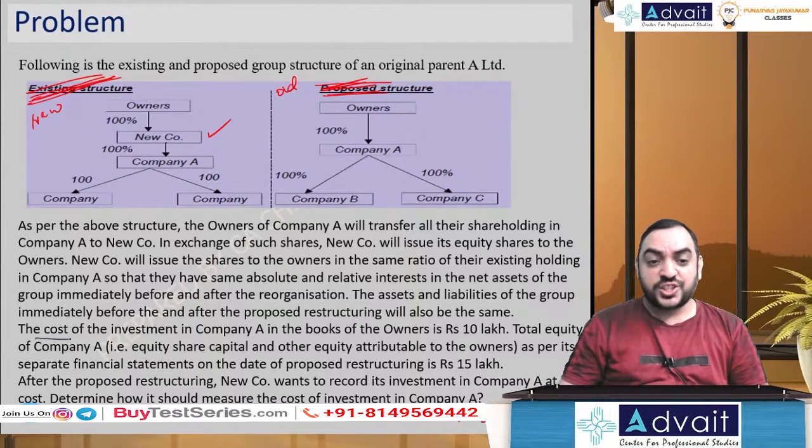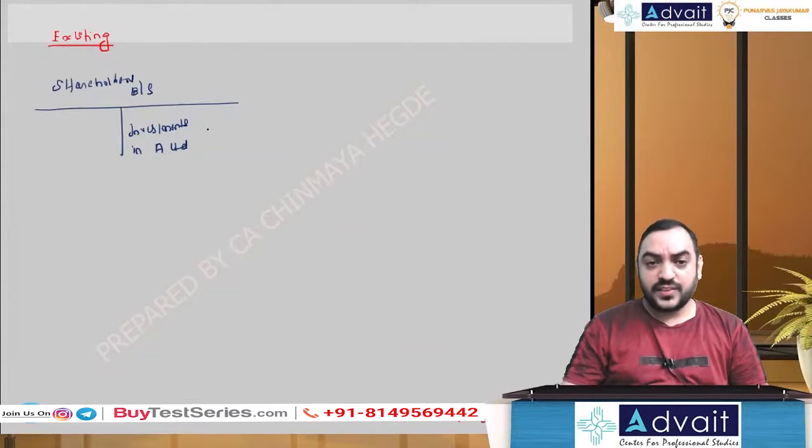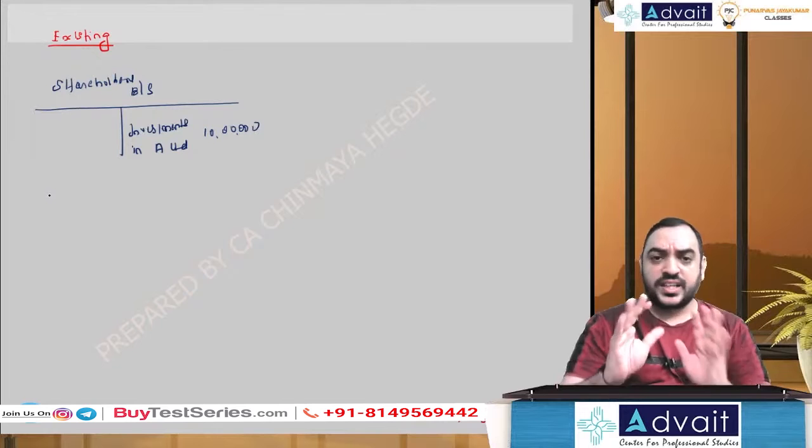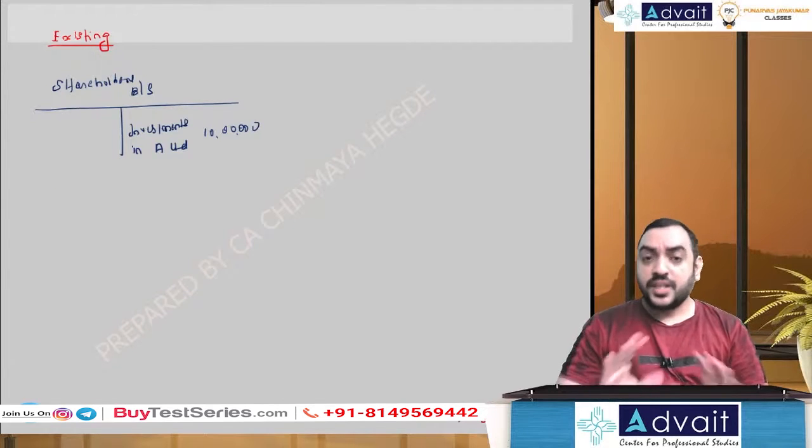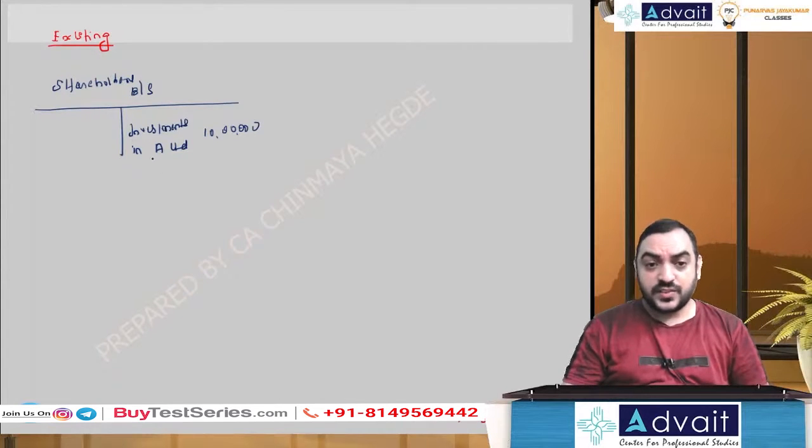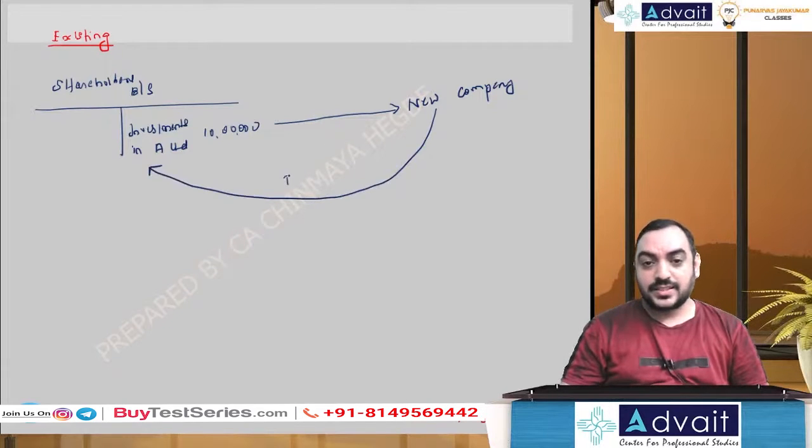They are telling the cost of investments in company A in the books of the owner is rupees 10 lakh. So it is 10 lakh. Fine. This is with respect to shareholders of investments in A Limited. Now, what is happening? This investment is being replaced. This investment is sold actually. You can say that. This is given to the new company, and the new company will be issuing shares.